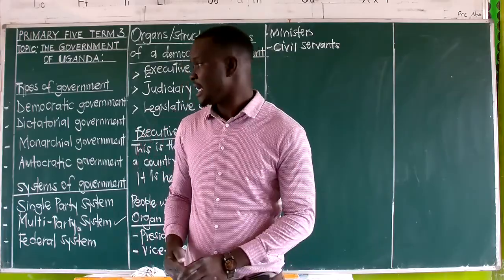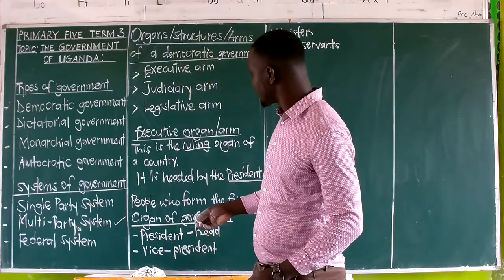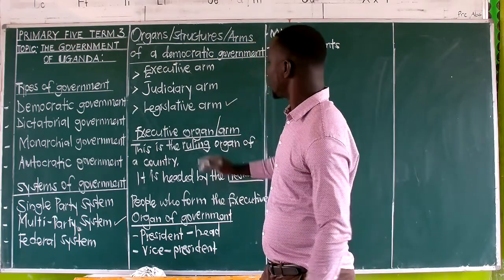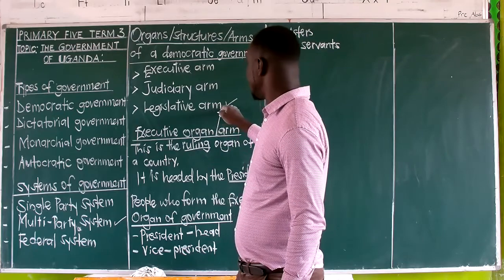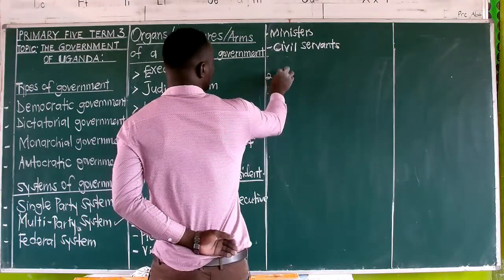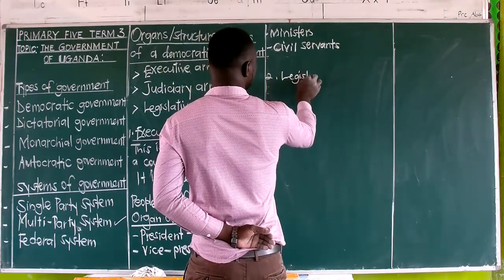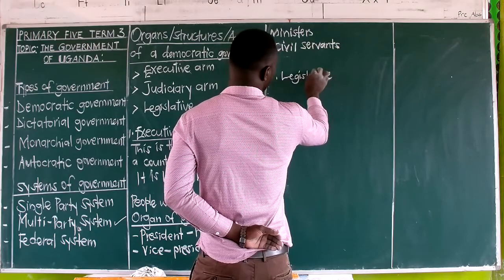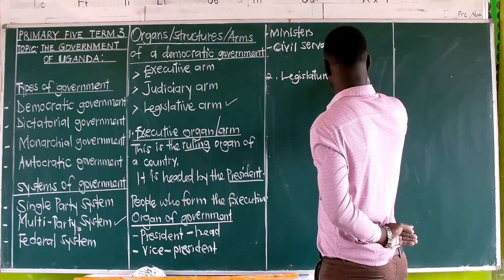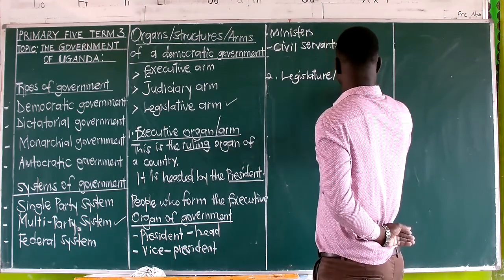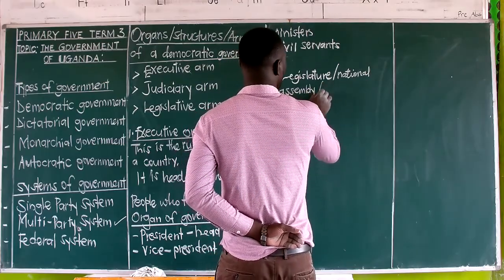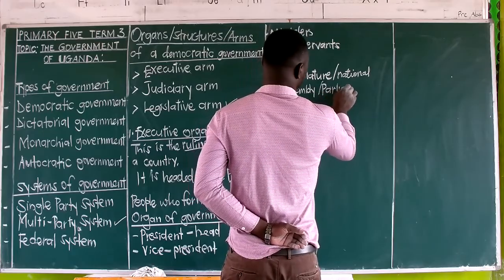Next, on our page 45, it gives us the second organ that appears on our board as the last one. We shall come back to the executive. We are going to the legislature. So our first one was here. Secondly, we shall be having the legislature. That I said, we can also call it Legislative Assembly, or the National Assembly, or the Parliament.